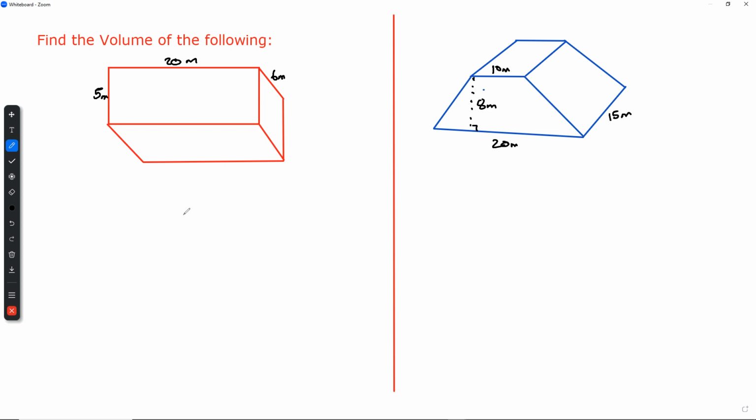All right, so whenever we calculate the volume, all we have to do is the following. But if you want to first give it a try, give it a try first. Let's call this one question 1 and question 2.